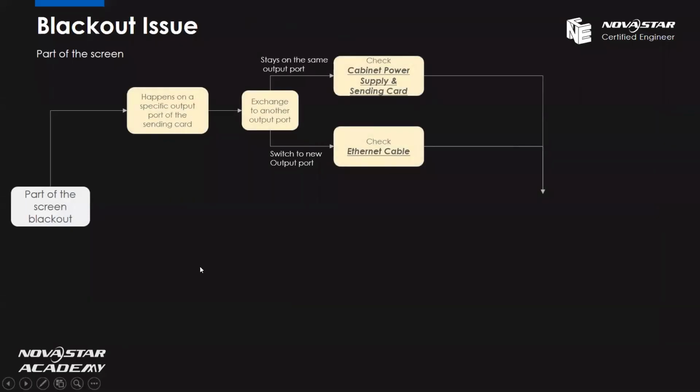So when part of the screen blackout issue happens on a specific output port of the sending card, then we need to exchange to another output port. After this operation, if the issue stays on the same output port, it means there is something wrong with this output port. In this case, we need to check the output port interface and maybe we need to check the sending card.